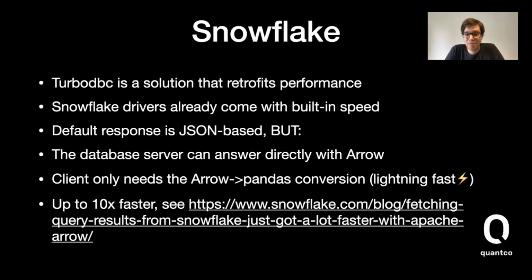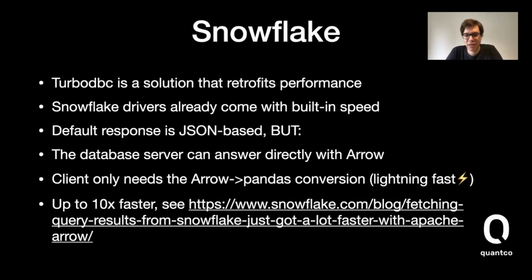TurboODBC is nice because it can retrofit this performance to existing drivers, but you still have the conversion in your driver. You're fetching it in ODBC, you convert it to Arrow, and you convert it to Pandas. That means there's still some overhead. Snowflake actually is one of the nice modern databases that comes with a simple JSON interface that is readable in every language without dependencies. But it also has the support that the database server itself can give you the result set as Arrow. Meaning the client fetches the Arrow data structure and doesn't need to convert its results into Arrow before converting it to Pandas, but directly fetches in Arrow and only needs to do the Arrow to Pandas conversion. And the Arrow to Pandas conversion is really, really fast. So fetching the result from the database isn't actually taking that much effort.